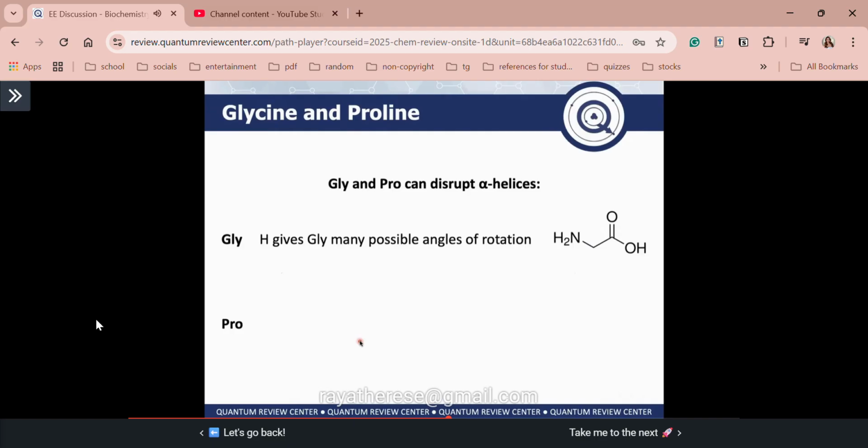Because your structure is unstable. For proline, on the other hand, it's actually the opposite. If glycine is small, proline is bulky. Remember, it has a secondary amino group in its structure. Thus, it limits its flexibility, becoming rigid. The alpha helix thus disrupts its original structure. Okay, so I hope that's clear.